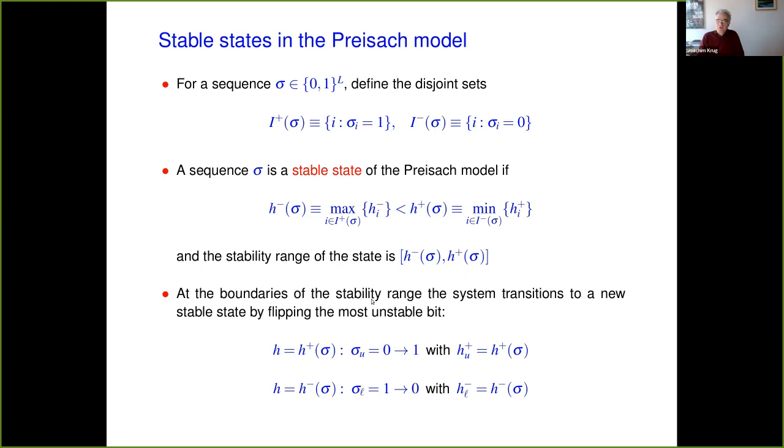Now, when you reach the boundaries of the stability range, then of course one of the spins will lose stability. So one, and this will be the first one that you encounter, we call sigma U. So this state then has to flip from zero to one. This is the state where the switching field is exactly equal to the minimum of all the switching fields. And similarly, if you go to the lower boundary of the interval, there's a state that has to flip from one to zero, right? So these are sort of forced transitions that occur.